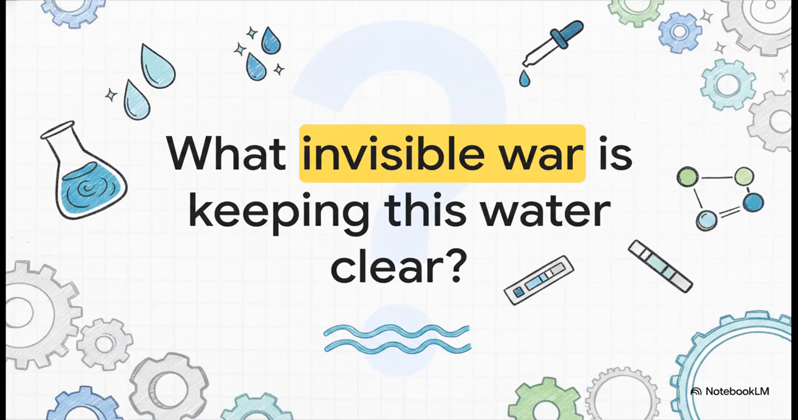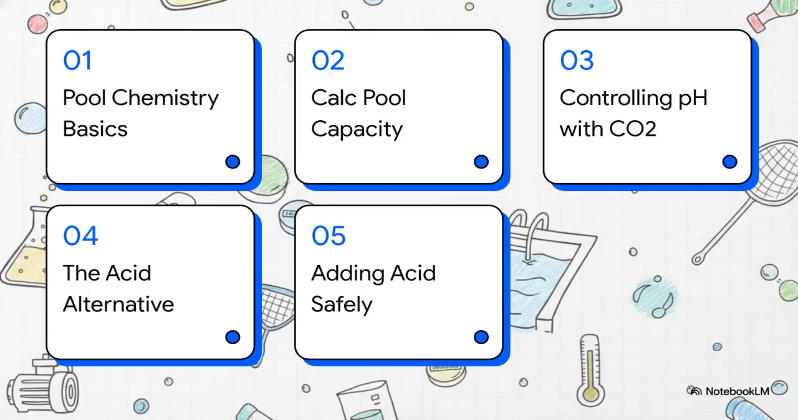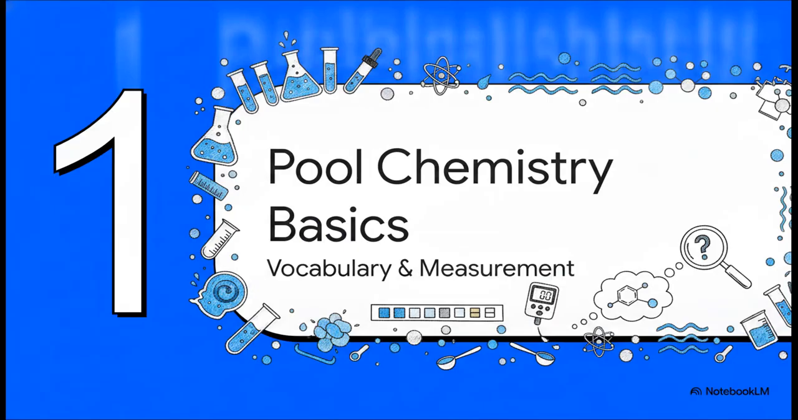And we're going to break down the exact measurements, the deliberate chemical dosing, and the strict safety procedures that actually keep it that way. Here's our roadmap for today. We're hitting pool chemistry basics, calculating pool capacity, controlling pH with CO2, the acid alternative, and finally, adding acid safely. Okay, let's jump in. Section 1. Pool chemistry basics, vocabulary, and measurement.